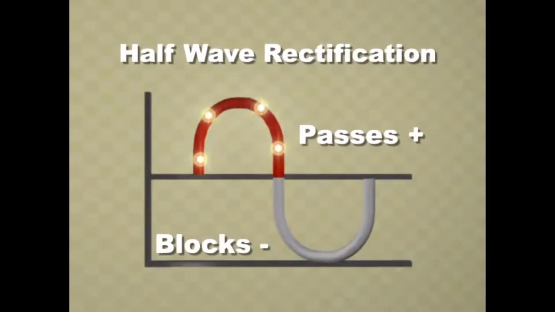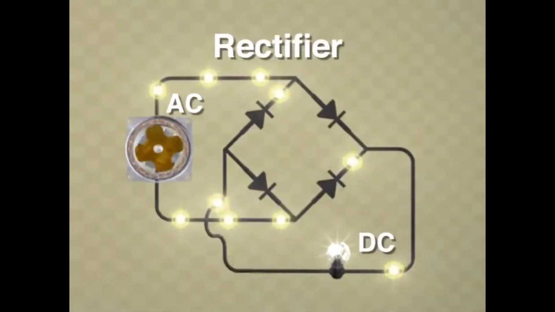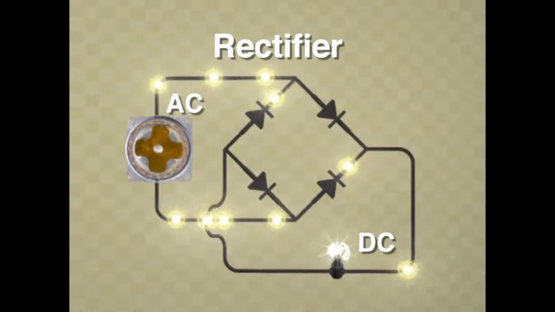Since only half of the sine wave is conducted through a single diode, it is termed half-wave rectification and is not power efficient. Full-wave rectification passes both the positive and negative halves of the AC sine wave and is very efficient. An alternator rectifier uses multiple diodes to pass all of the AC current and convert it into direct current.